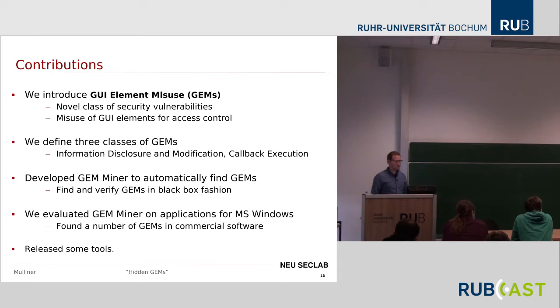We define 3 classes of GEMs: information disclosure, so you can get data which you should not get; being able to modify data; and also executing functionality you shouldn't be able to execute. And we developed this tool we call Gem Miner, basically to automatically analyze applications to find gem bugs. It works completely black box, so we don't need source code. We also don't need to reverse engineer the application.